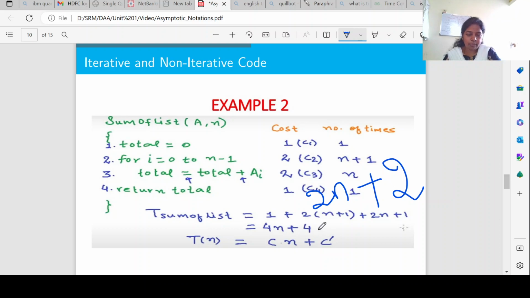Here in 4n plus 4, the 4 is a constant term, and in 4n, the 4 is a constant multiplier. So these can be replaced with some constants, c n plus c dash. So the total time required for this algorithm is big O of n. This gives linear time. It can be represented with the standard function big O of n.